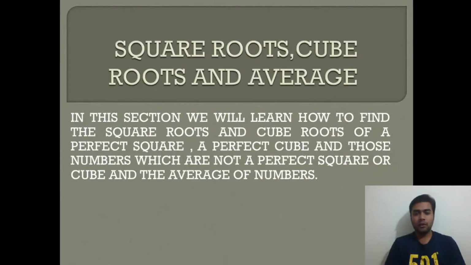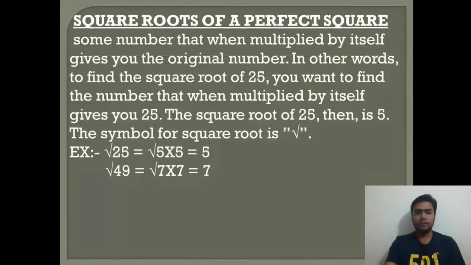So in this section we will learn how to find the square roots and cube roots of a perfect square, a perfect cube, and those numbers which are not a perfect square or cube, that is, we can call it a non-perfect square and a non-perfect cube, and the average of numbers.